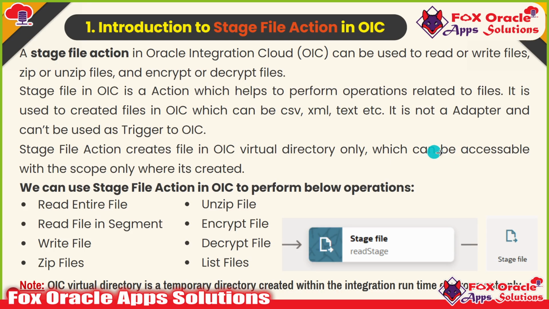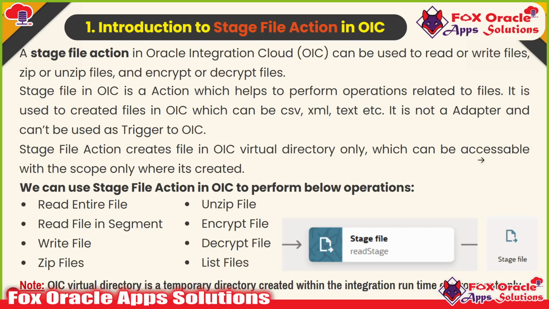Here you can see that a stage file provides operations like read entire file and read file in segment. These two operations are clear from the name only, that they are used for reading the data of a specific file. Then the write file operation helps us to create the file in OIC. We have zip file operations, we have unzip, encrypt, decrypt, and the last is the list file operation. We'll discuss all these things one by one.